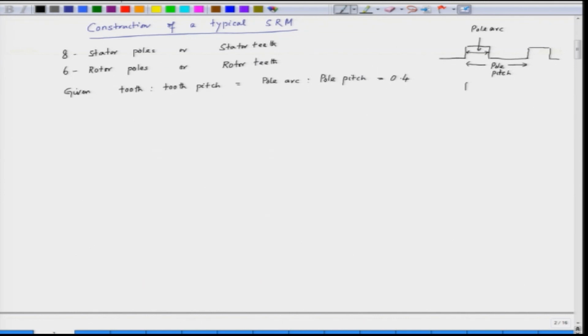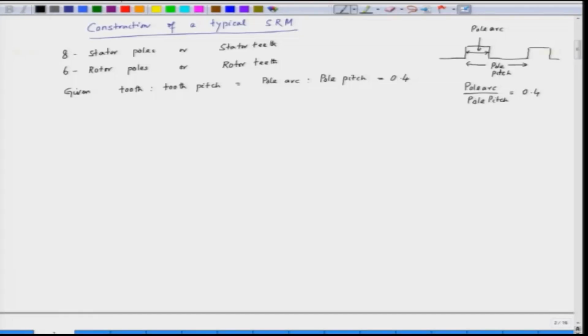So, the pole arc to pole pitch is equal to 0.4. It means 40% of the pole pitch is occupied by pole arc. This is true for the stator as well as for the rotor. Now, since we have already defined that we have got 8 stator poles and 6 rotor poles, we would like to find out what is the stator pole pitch and rotor pole pitch.